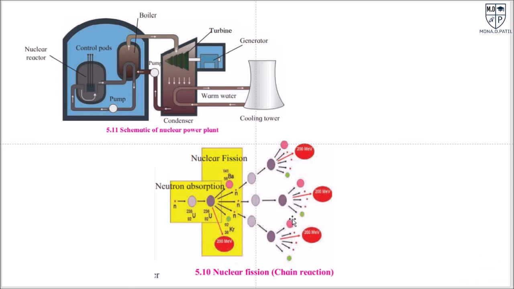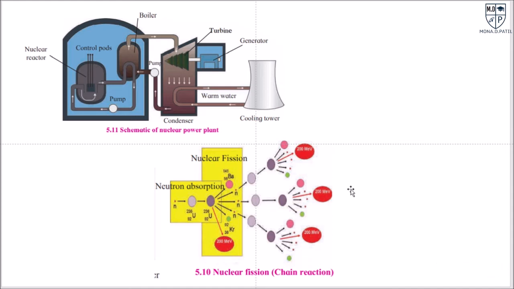Fission means in two parts, it changes into two parts or it breaks into two parts. So the fission takes place here, releasing 3 neutrons, and 200 megawatt energy is obtained. The 3 neutrons generated in the process cause fission of 3 other uranium 235. So like this, the energy can continue, and it is very hard to control it.